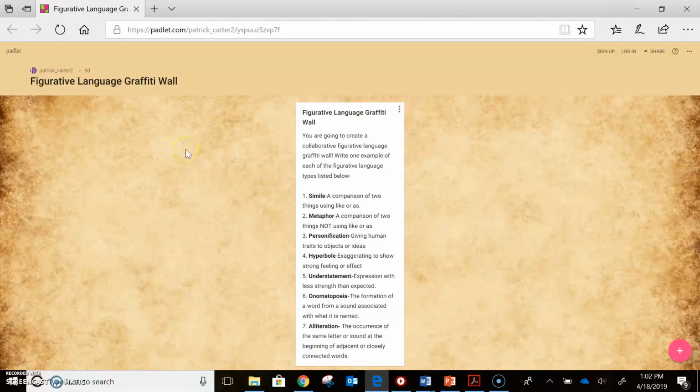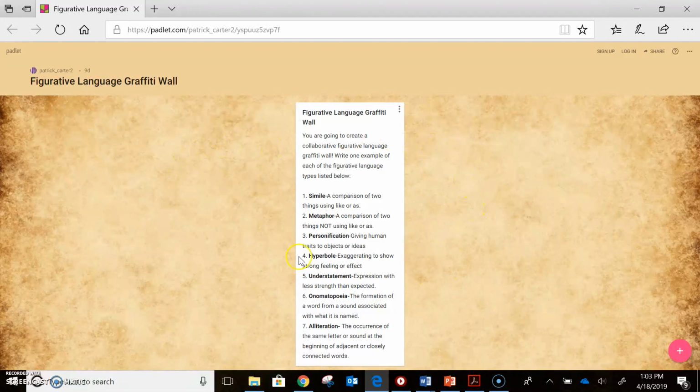Next, students participated in a Padlet graffiti wall. Students participated in a collaborative digital graffiti wall where students wrote examples of each of the different types of figurative language devices that they had learned about. Students were then asked to examine the examples written by each of their peers.